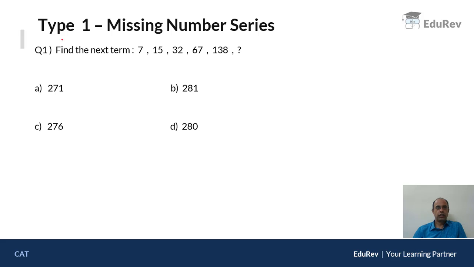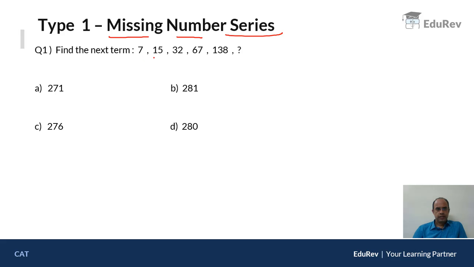Now, the first type of question that comes is missing number series. So today we'll be solving questions only on missing number series. First question says: find the next term. 7, 15, 32, 67, 138, and the next term. Guys, I advise you, whenever you get a question, pause the video, try to solve it, and then if you are unable to crack it, look for the solution which is given in the next slide.